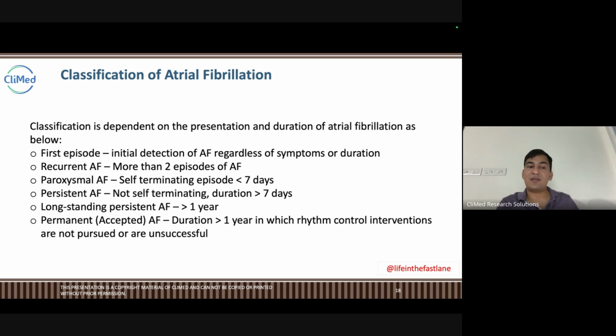First episode is for the first time. Recurrent AF is for two or more episodes, regardless of symptoms or duration. Paroxysmal AF is self-terminating within 7 days. Persistent is not self-terminating, duration more than 7 days. Long-standing is more than 1 year. Permanent is more than 1 year, where interventions are not tried or are unsuccessful. So this is the classification.